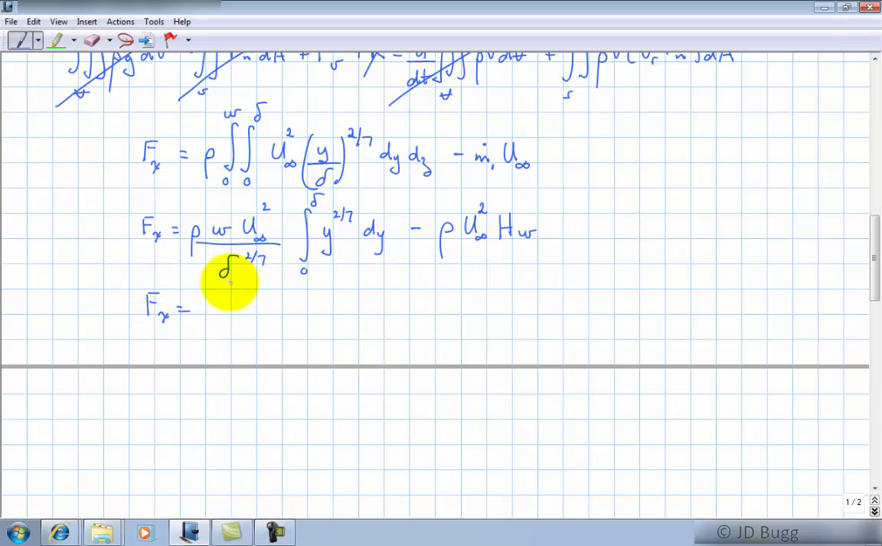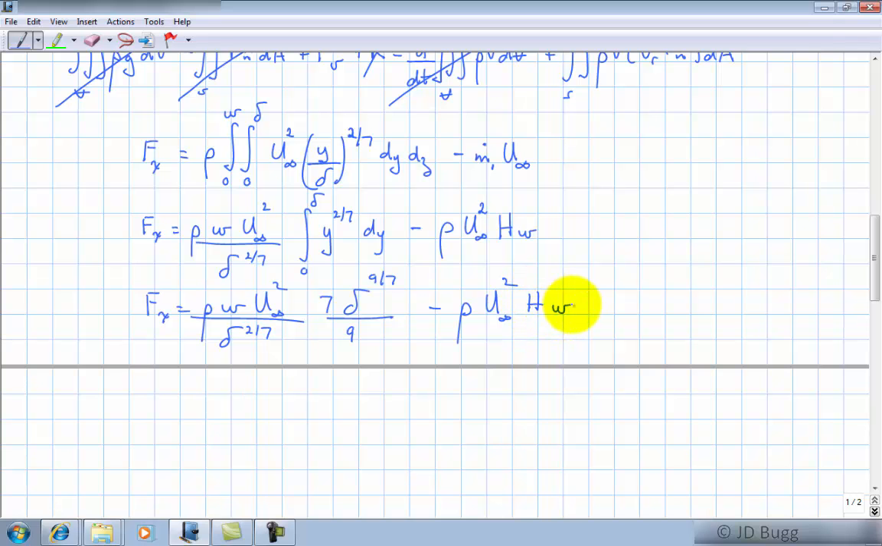So Fx, we have rho w u infinity squared over delta to the 2/7. And this becomes delta to the 9/7. So we're adding 1 to that, divided by 9/7. So 9/7 minus rho u infinity squared h w.